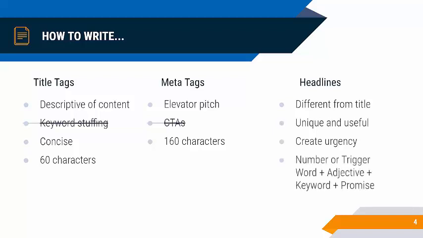And then this is a recipe that works pretty well for coming up with headlines. So if you can't think of a headline, consider using a number or a trigger word and then an adjective plus a keyword plus a promise. So if you're talking about how to find the best lawyer, you might say 5 easy steps to find the best lawyer after an accident, or how you could easily find the best lawyer in less than 24 hours after an accident. So you're making a promise, you're including that trigger word or that number and the adjective and keyword that you're trying to target.